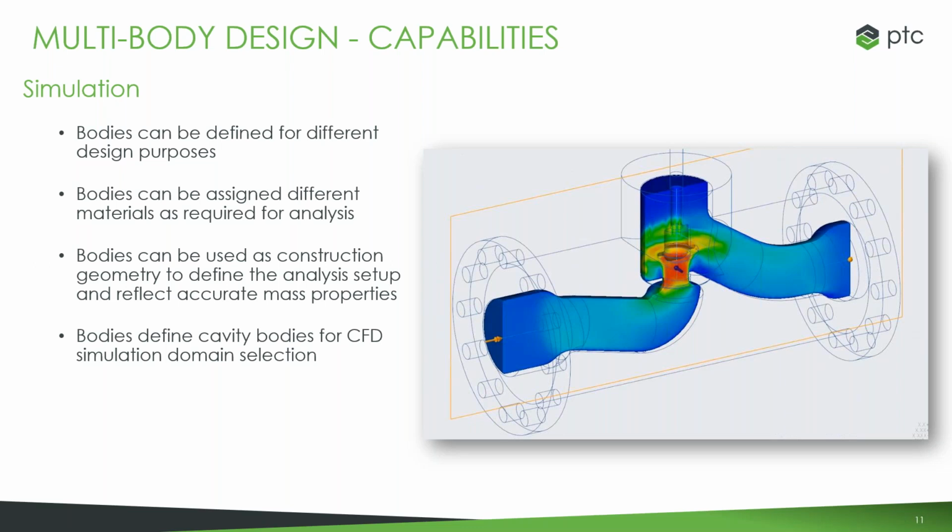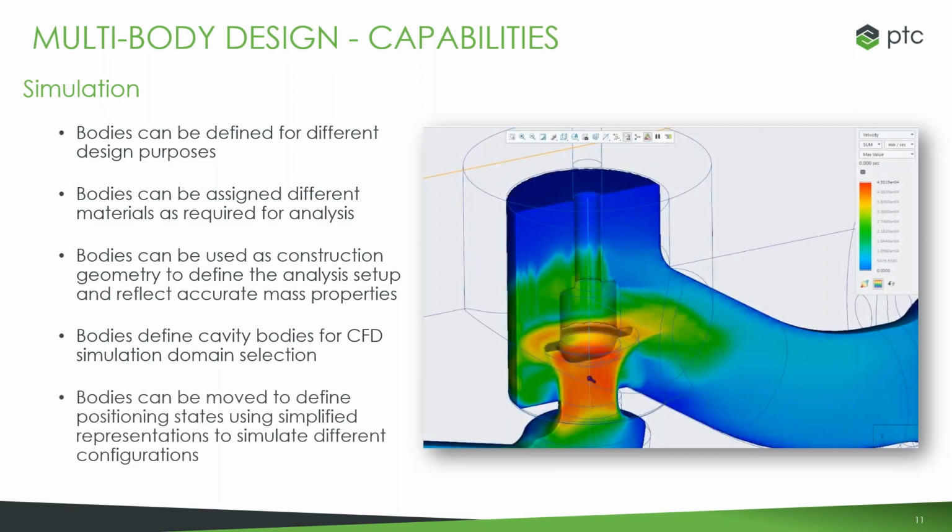One of the great things for simulation, also a lot of construction geometry goes into simulation. Sometimes if it's a complicated setup and you need to apply forces and constraints in different areas, make them all bodies, define them as construction. They won't be added to your bill of materials or your mass calculations or anything like that. They're just an entity that's used for selection purposes, basically the construction body. So really useful. And they can be moved to define positioning strategies using simplified representations to simulate different configurations. And that's a really useful tool as well, especially if you're simulating all those different configurations, this could save a lot of time.